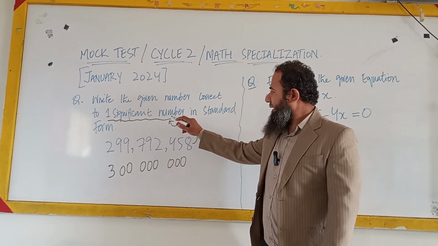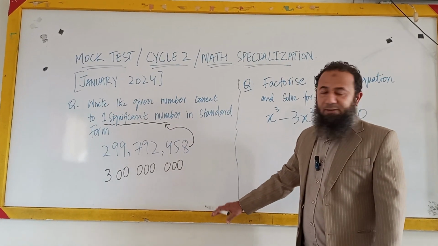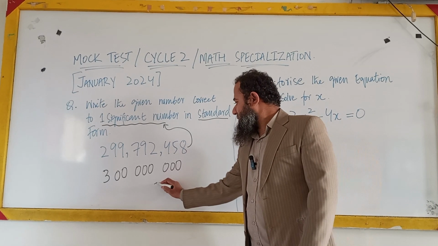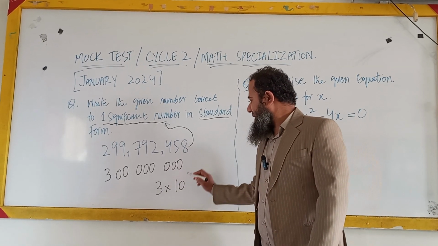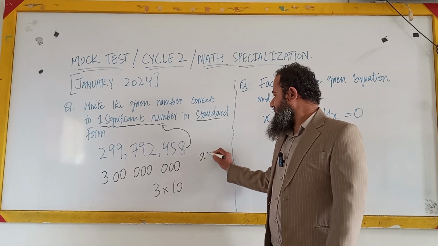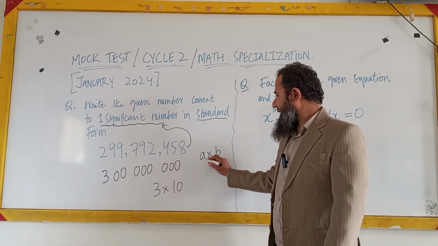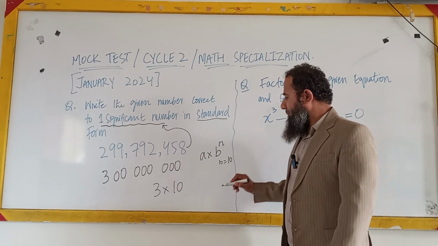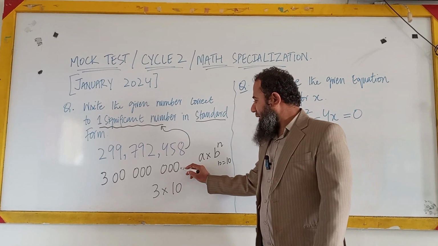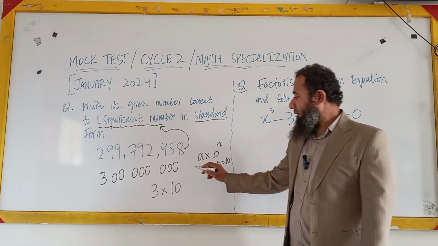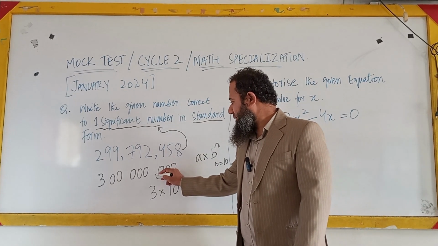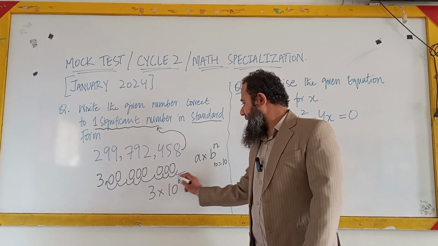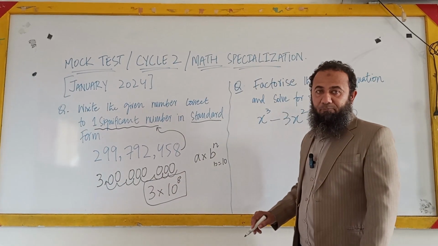Once we convert this number into one significant figure, we have to change the same number into standard form. To change any ordinary number into standard form, the format is a times b raised to the power n, and b is always equal to 10. So now we need to count the decimal places from right to left: 1, 2, 3, 4, 5, 6, 7 and 8. So this is 3 multiplied by 10 raised to the power 8.